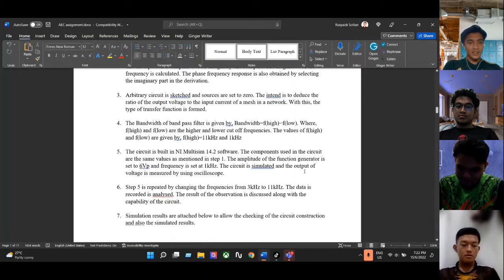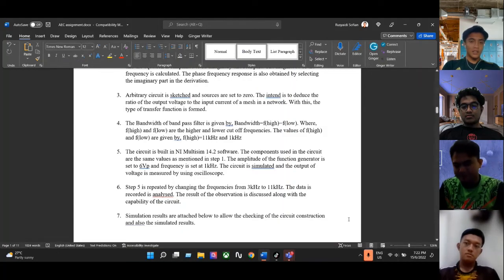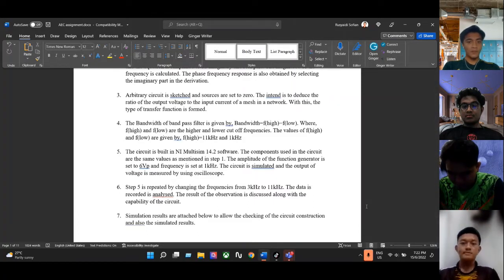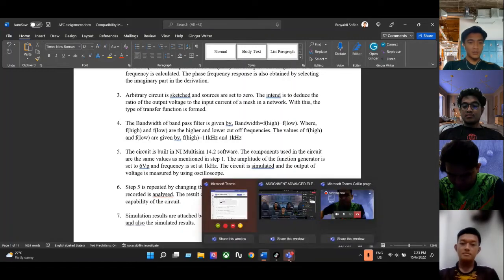An arbitrary circuit is sketched and the sources are set to 0. The intent is to reduce the ratio of the output voltage to the input current of a mesh in a network. With this, the type of transfer function is formed. The bandwidth of the band pass filter is given by bandwidth equals frequency high minus frequency low, where frequency high and frequency low are the higher and the lower cut-off frequency. The values are frequency high equal to 11 kHz and frequency low equal to 1 kHz.